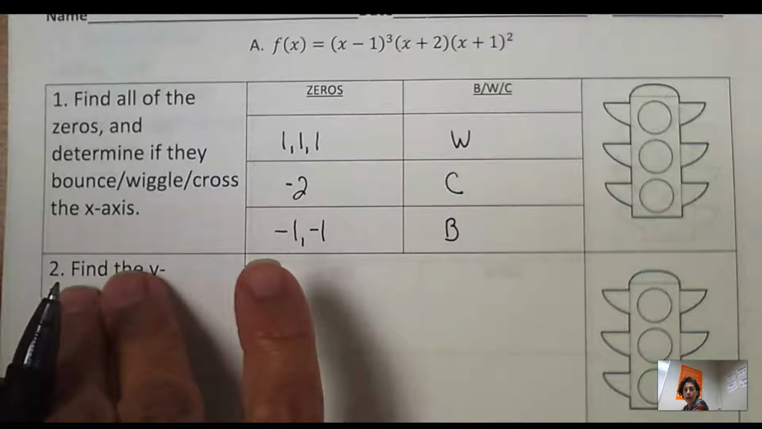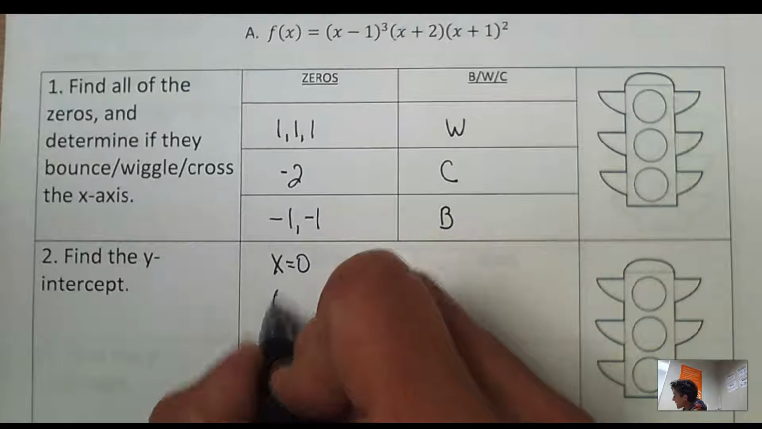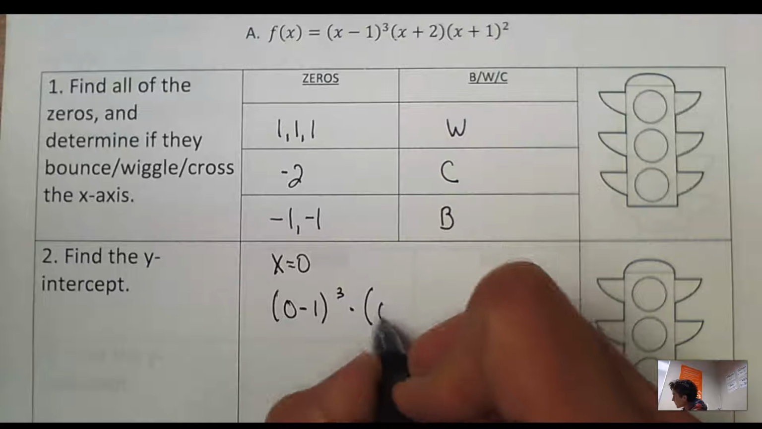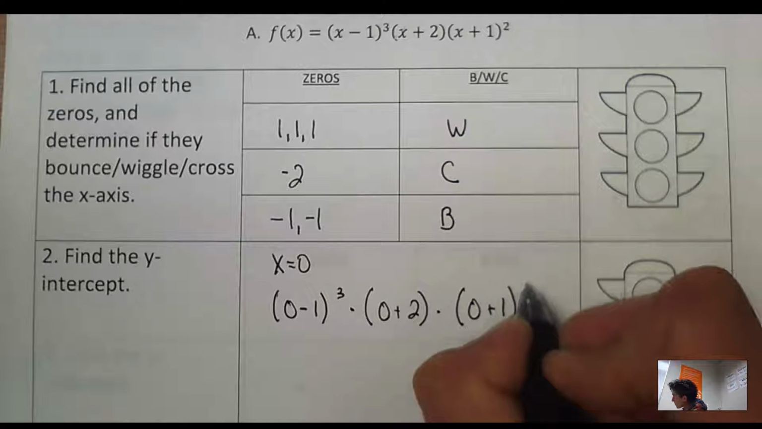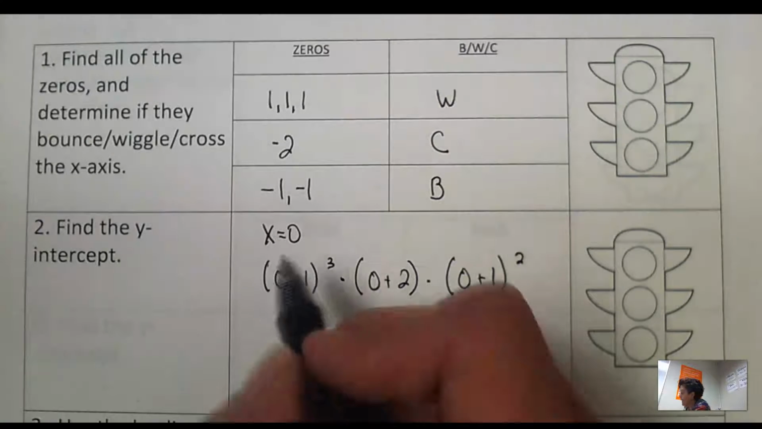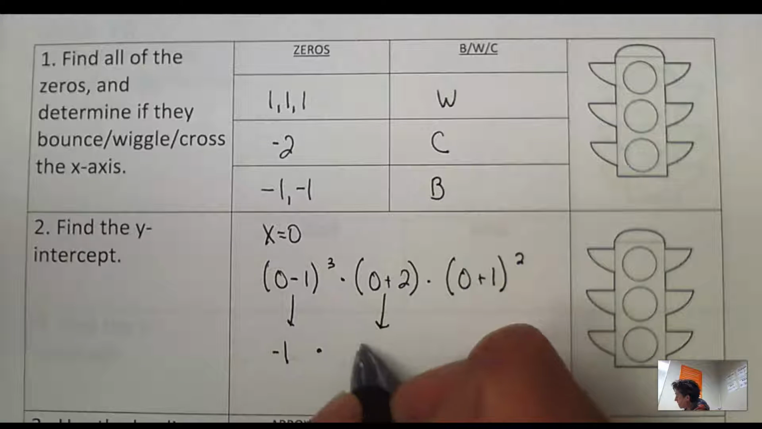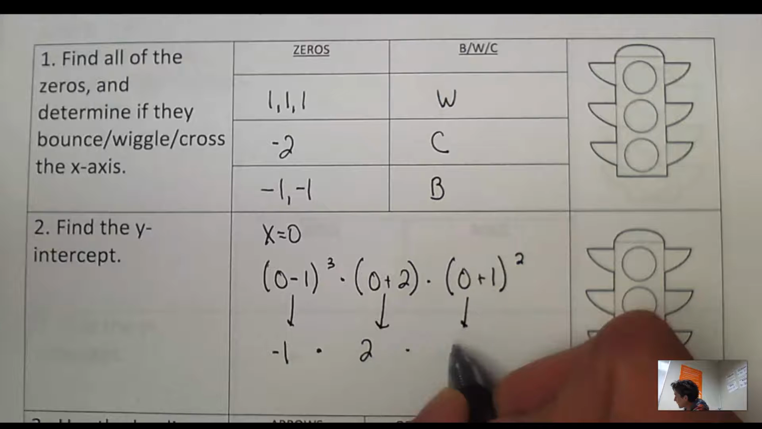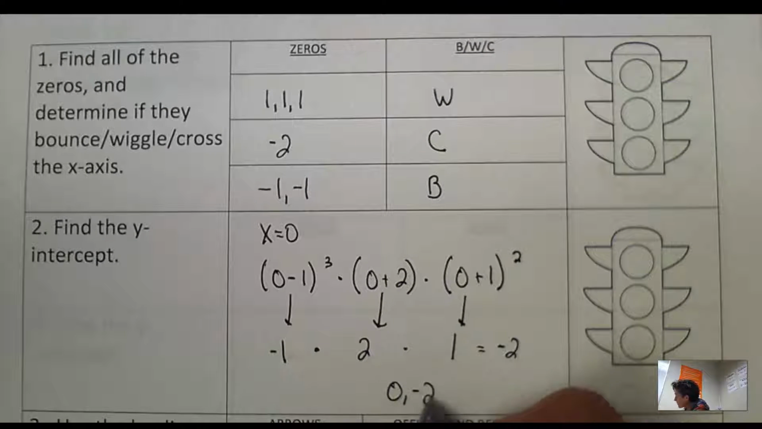Now I'm going to find the y-intercept. All y-intercepts are when x is 0. So if I go to my function and I just put 0 in wherever there's an x, I'll be able to do this. So first I get -1, and -1 cubed is -1. And when I add this up, I get 2, and when I add 1 and square it, I get 1. And then when I multiply these, I get -2, so my y-intercept is at (0, -2).